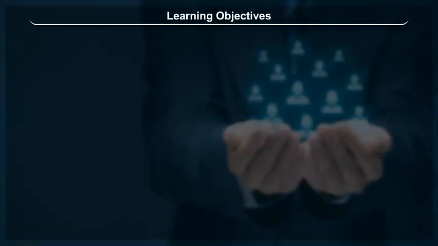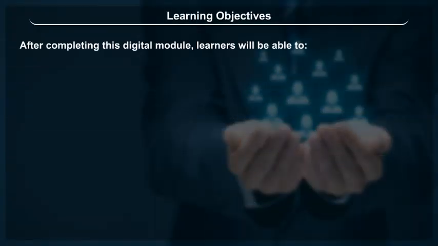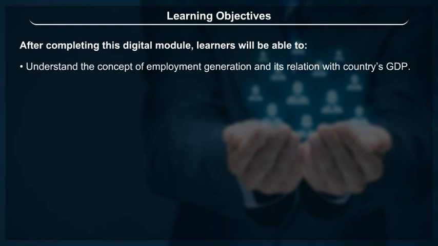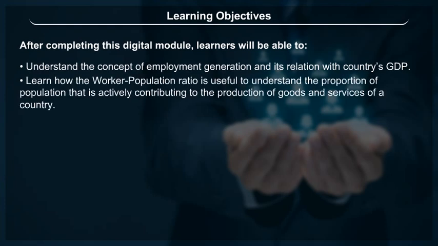Learning objectives. After completing this digital module, learners will be able to understand the concept of employment generation and its relation with the country's GDP. Learn how the worker-population ratio is useful to understand the proportion of the population that is actively contributing to the production of goods and services of a country.